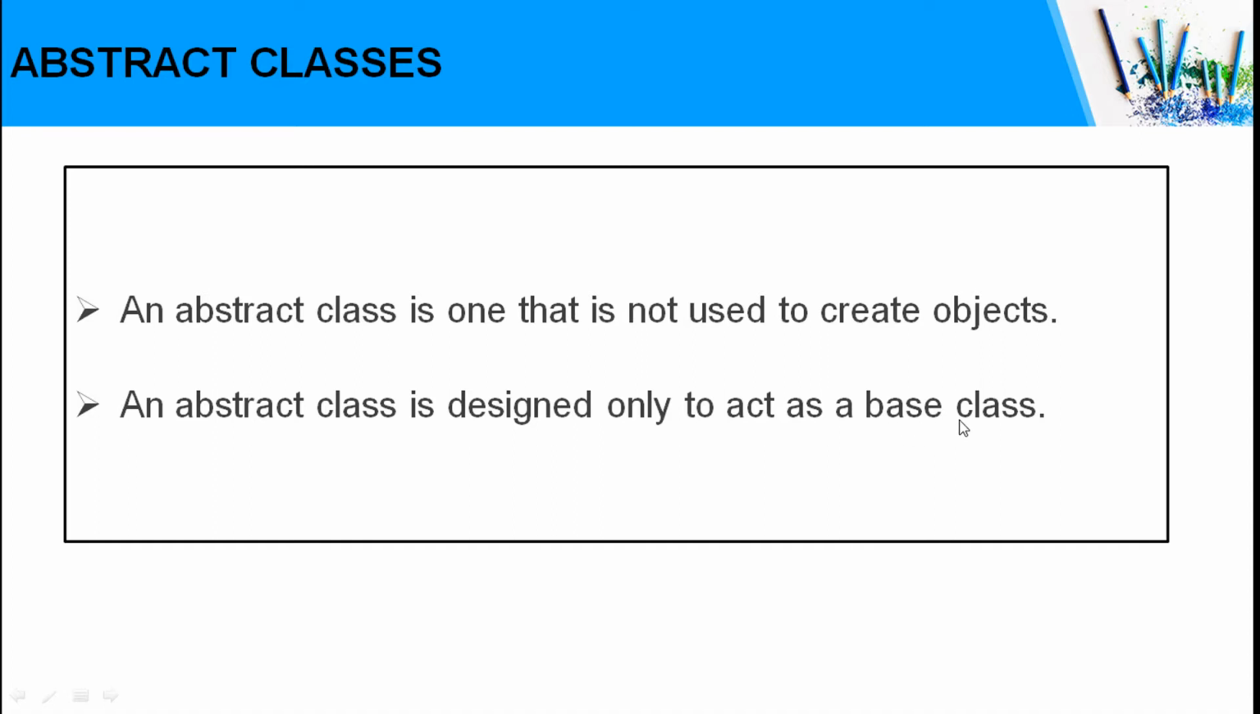Because it is designed to act like a base class, in the inheritance concept, the objects are created for the derived class, not for the base class. The base class may consist of final fields and constant methods. So an abstract base class is one for which we cannot create any object. It's a 1-mark question: What is an abstract class? You can say it is designed to act like a base class, for which we cannot create any object.